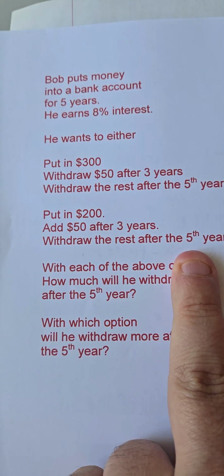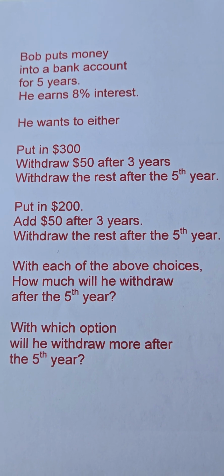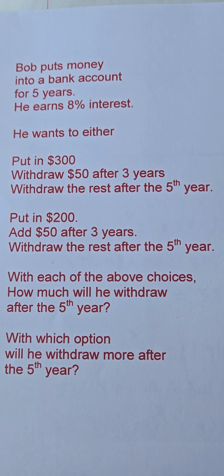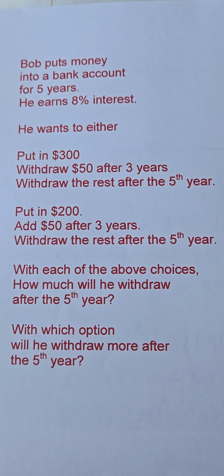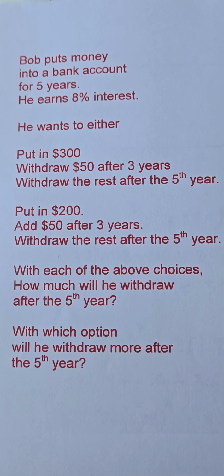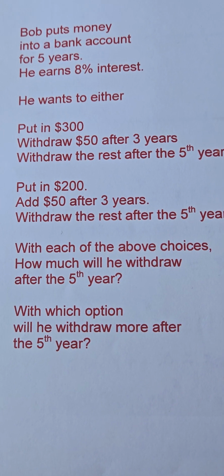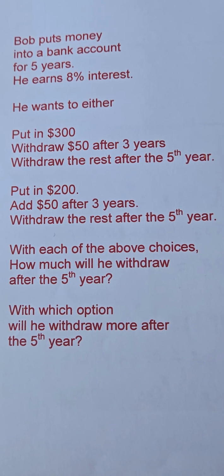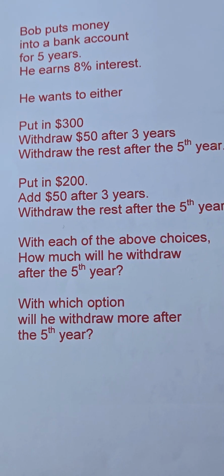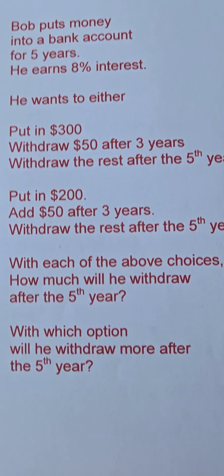So what makes it just one step more difficult than what we've learned so far is that somewhere along the line he adds on a little bit or he takes off a little bit, such as here in the third year he adds 50, or in the third year he withdraws $50. And with each choice, how much will he withdraw in the 5th year, and from that, which one will he withdraw more after the 5th year?